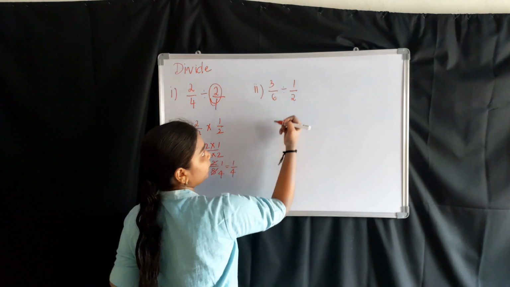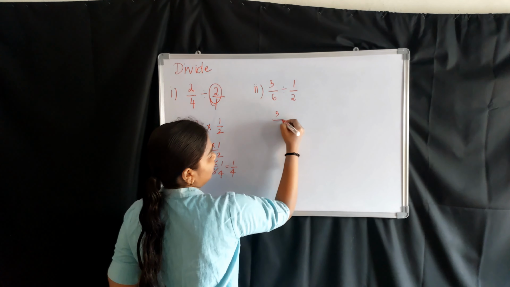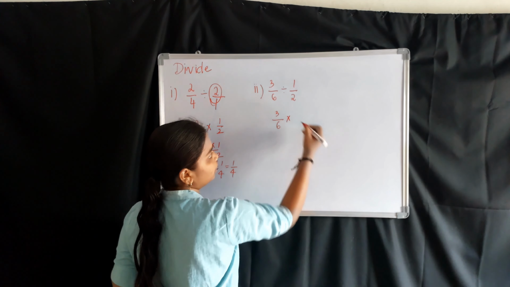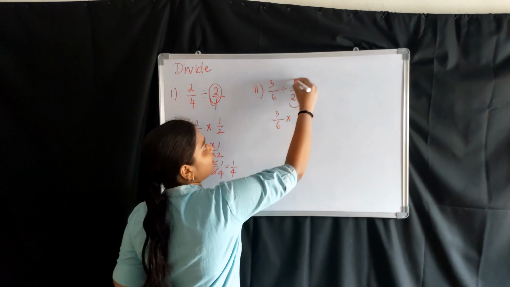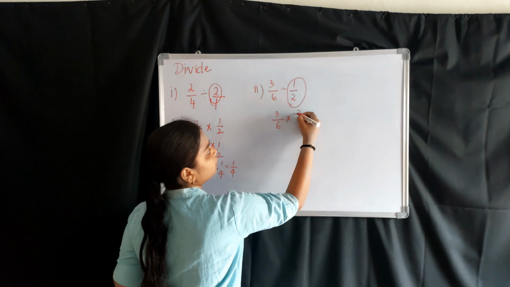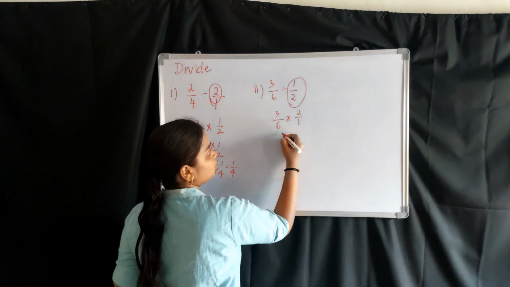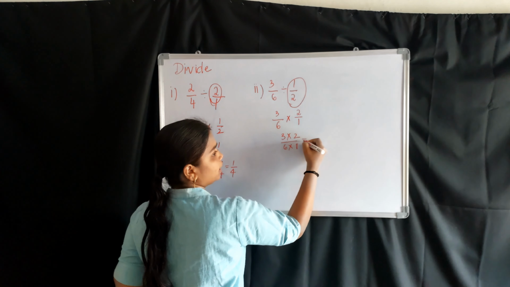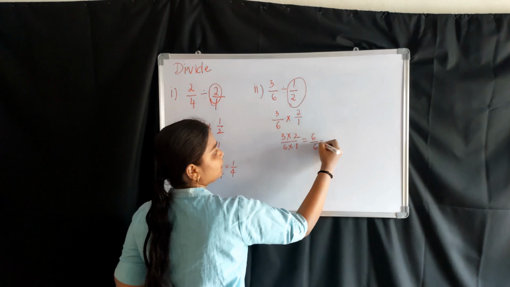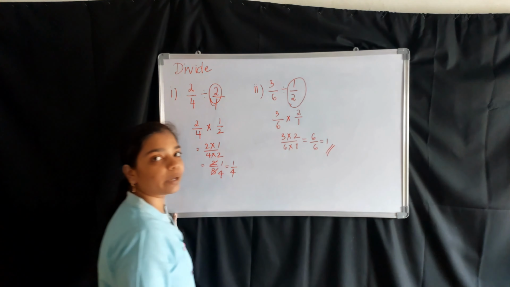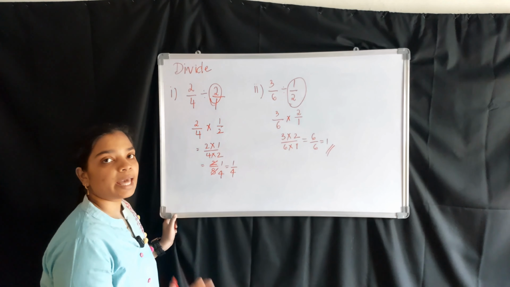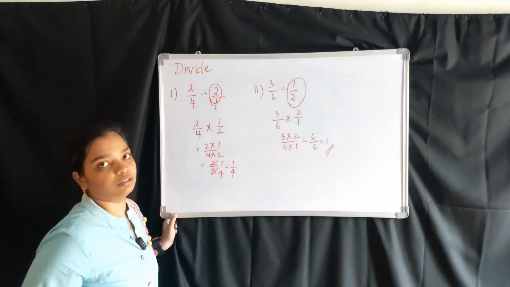Moving on to here, it's the same again. 3 by 6. Write the first term as it is. Make the division into multiplication. Write the reciprocal of the second term. So it is 2 by 1. So 3 into 2 by 6 into 1 is 6 by 6, that is 1. In similar ways, you can do it for mixed fractions. Just convert into improper and then do the division.